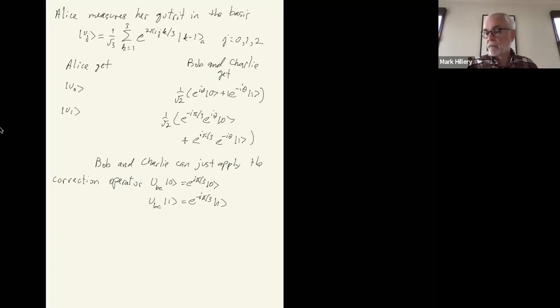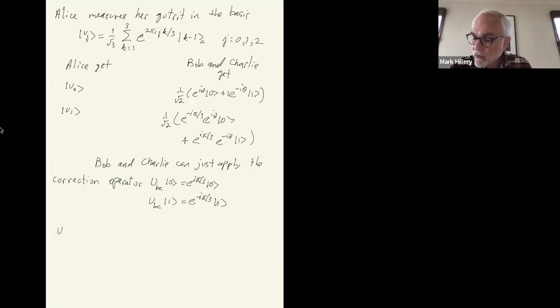So again, if Alice gets U1, Bob and Charlie can apply correction operators, and notice that Bob and Charlie don't have to cooperate to do this. They simply independently apply this qubit operator, and then they will get the state that Alice wanted to send them.